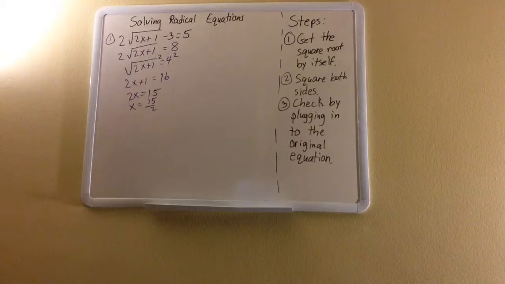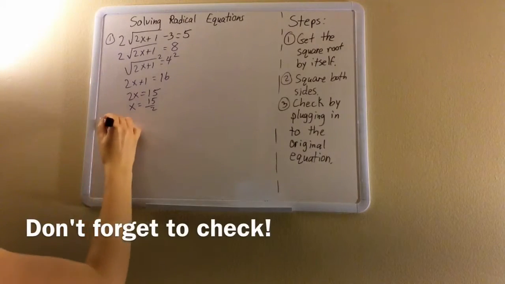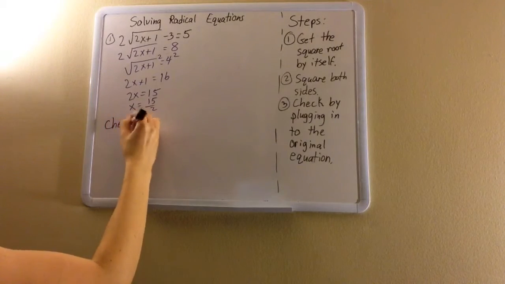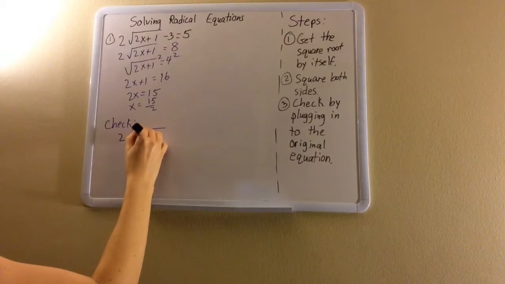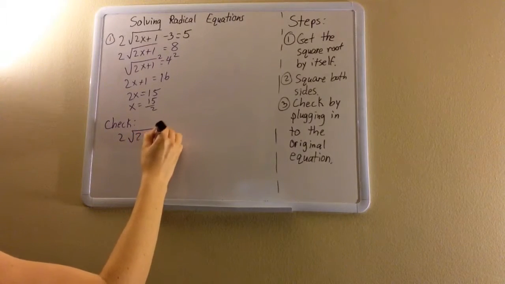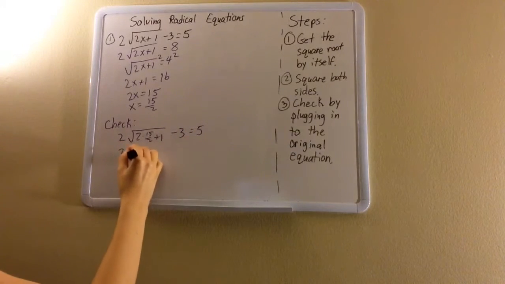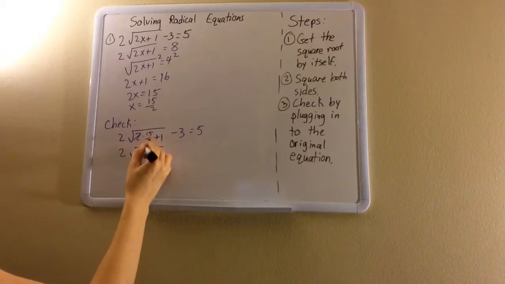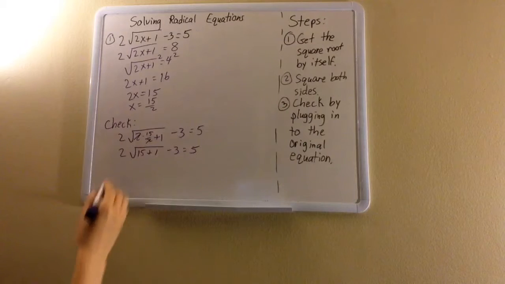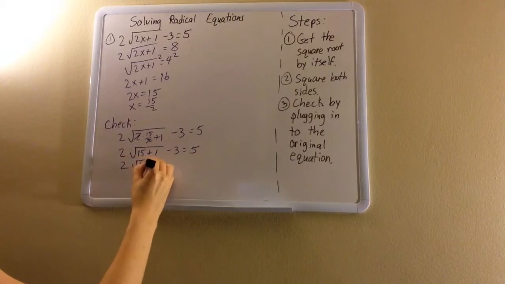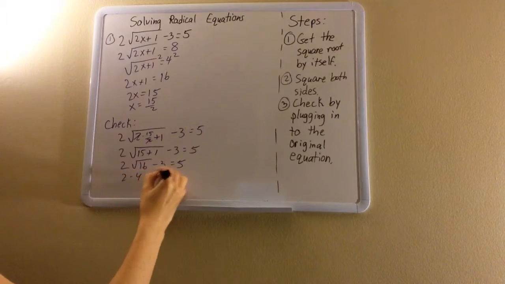So from here, I'm just going to plug that in to my equation. So I'm going to write check here so that we kind of know exactly which step we're at. It's going to be 2 square root of 2 times 15 over 2 plus 1 minus 3 equals 5. So I get 2 square root of, and these will cancel out to give me 15 plus 1 minus 3 equals 5. This is 2 times the square root of 16 minus 3 equals 5. This is 2 times 4 minus 3 equals 5.